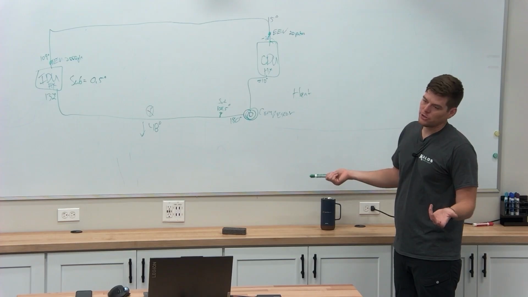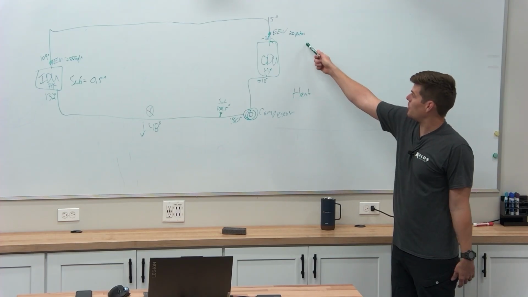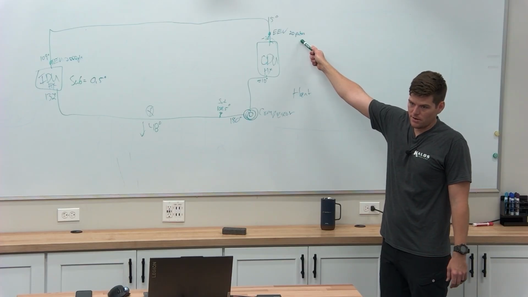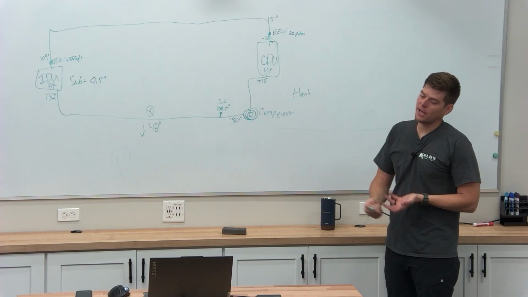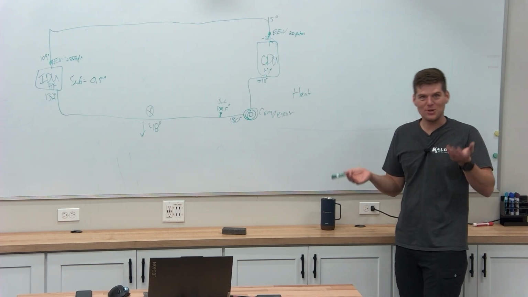But that's what it's looking for. It's looking for 10 degrees. If it was 20 degrees, this valve would open up more. If it was 3 degrees, it would try to close more. It can't close more, but it'll try to close more. If it closes more, it shuts. And then it's open, close, open, close, open, close.